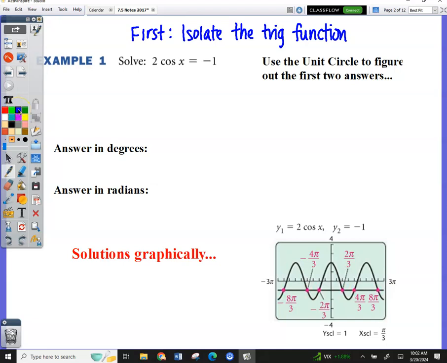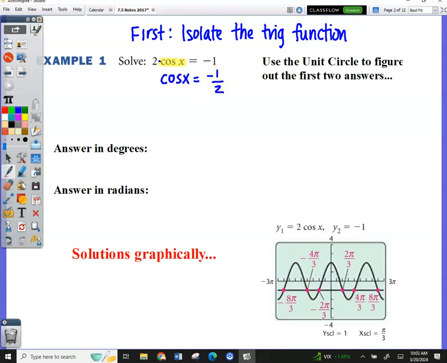We want to get, and I'm going to use my highlighter, it's up to you if you want to highlight this as well on your paper, we want to get cosine x by itself. So what's in the way? 2. How's it attached? Multiplication. How do you move it? Division. All right. So cosine x would equal negative 1/2.